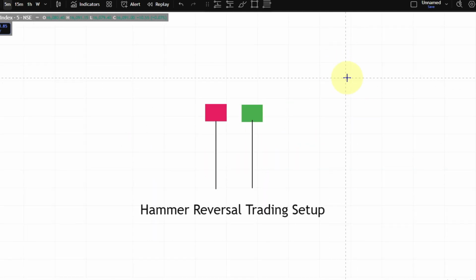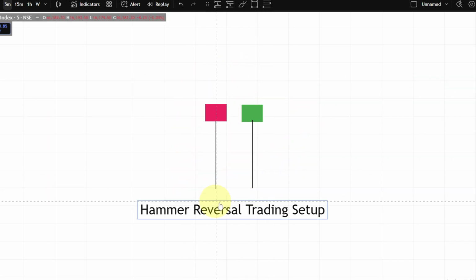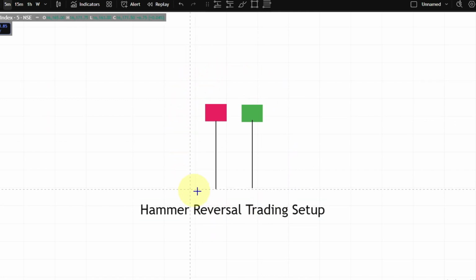Okay, to apply this strategy, we need to understand a few things. See, I drew two candlestick patterns. The first one is red and the second one is green. You might think both candlesticks are different because they have different colors. But if I tell you these two candles are the same, or almost 90% the same, you heard it right.